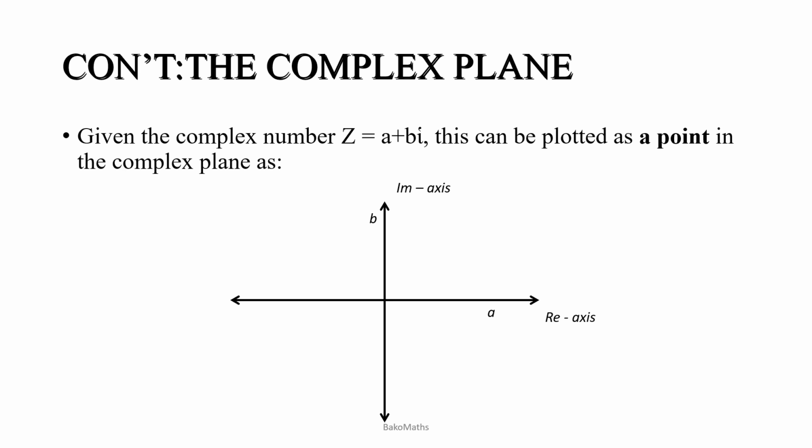We then draw a dotted line from b directed horizontally to the right, and also draw another dotted line from a directed vertically upwards to where they converge. We then indicate a point at which these two dotted lines intersect. And finally, we label the point with the given complex number, that's a plus bi.